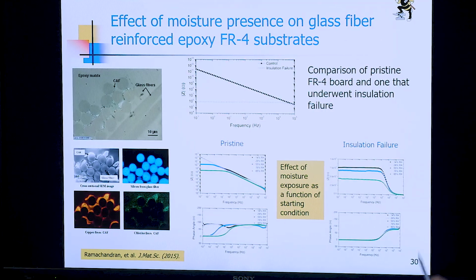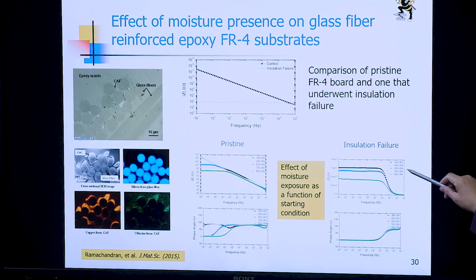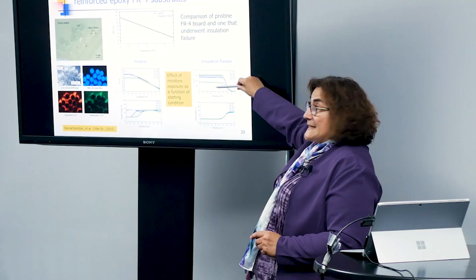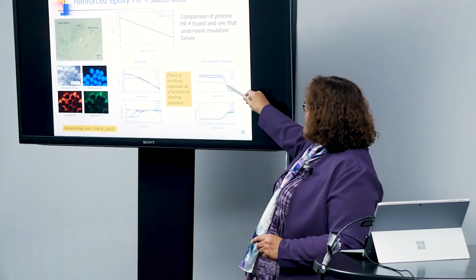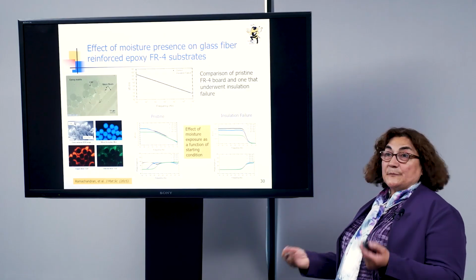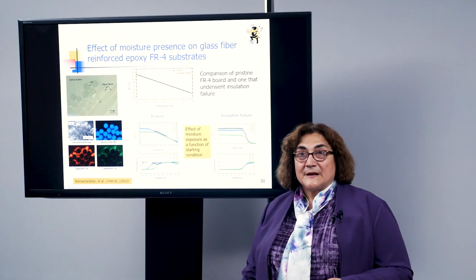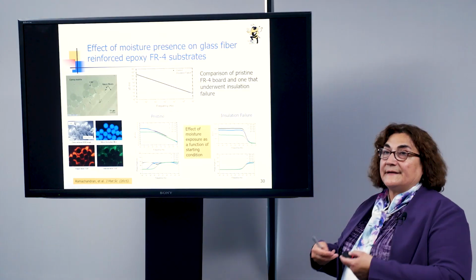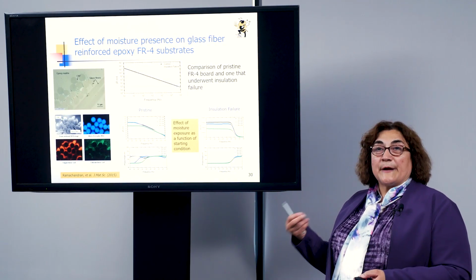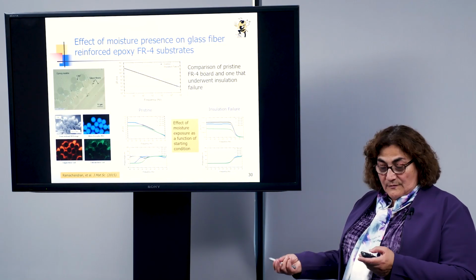In the case of the insulation failure, changing the humidity does also decrease the magnitude of the impedance, but not as drastically as that of the pristine kind of material. So this is one example that can apply to essentially any kind of device that may be subject to humid conditions or breakage in the package or different situations.